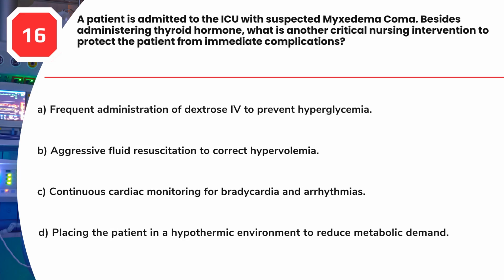Question 16. A patient is admitted to the ICU with suspected myxedema coma. Besides administering thyroid hormone, what is another critical nursing intervention to protect the patient from immediate complications? A. Frequent administration of dextrose 4 to prevent hyperglycemia. B. Aggressive fluid resuscitation to correct hypervolemia. C. Continuous cardiac monitoring for bradycardia and arrhythmias. D. Placing the patient in a hypothermic environment to reduce metabolic demand.